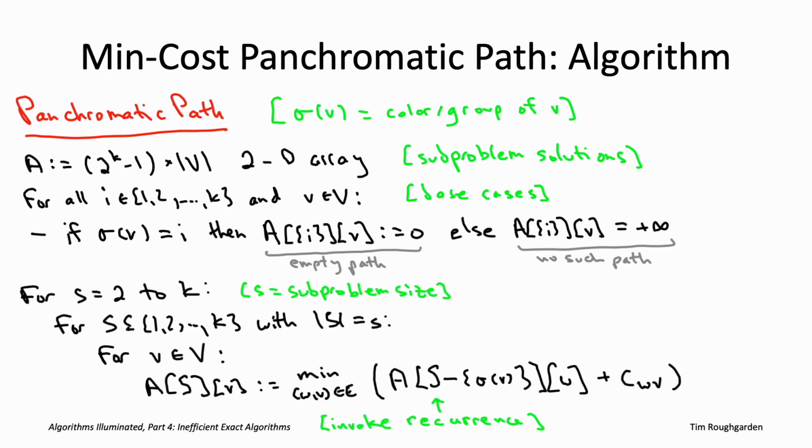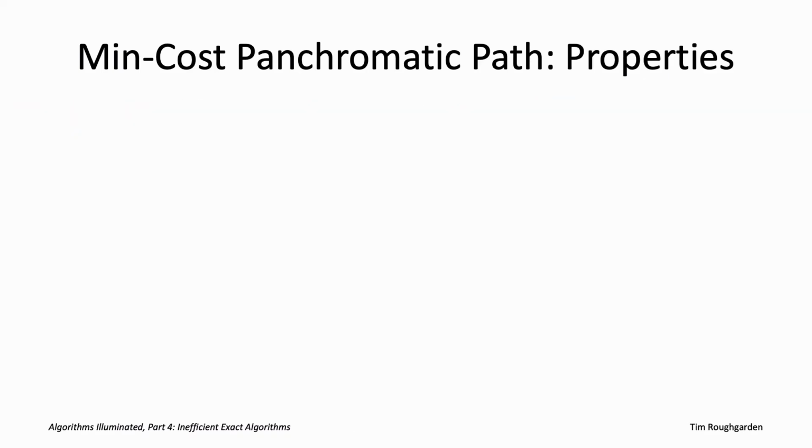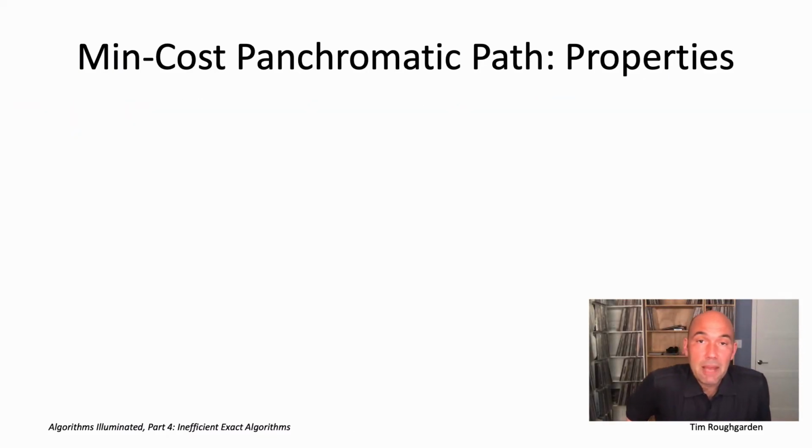The last step is to extract the final solution from the solutions to our largest subproblems. You'll notice there are n different largest subproblems, one for each choice of v. Each subproblem solution corresponds to the minimum cost panchromatic path that happens to end at the vertex v. In the problem statement, we don't care where the path ends, so we want to search exhaustively over the n choices of v and return the best of those subproblem solutions. So that's the pseudocode for the panchromatic path problem.